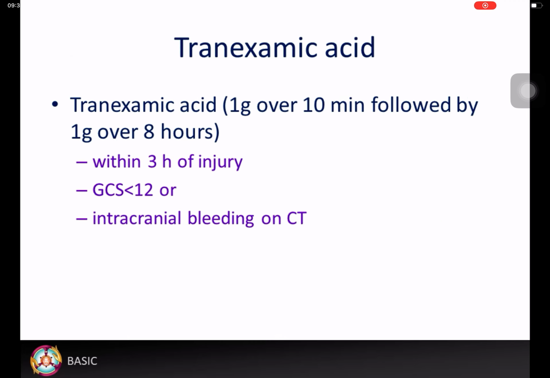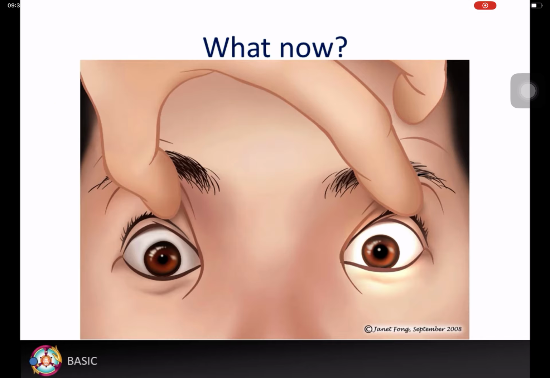Tranexamic acid, 1 gram over 10 minutes, followed by 1 gram over 8 hours, should be given within 3 hours of injury to patients with a GCS of less than 12 or evidence of intracranial bleeding on CT. Before we can transport our patient to the CT scanner, he develops a dilated left pupil, which is unresponsive to light. What should we do now?